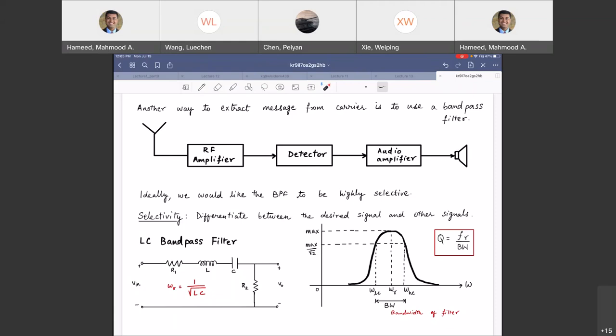One is I will use a tunable but not that selective filter first. Then I will multiply the signal such that the result falls exactly at a frequency where I'm going to employ a highly selective filter. So I'll do the filtering in two stages. That's how I get the best of both worlds.